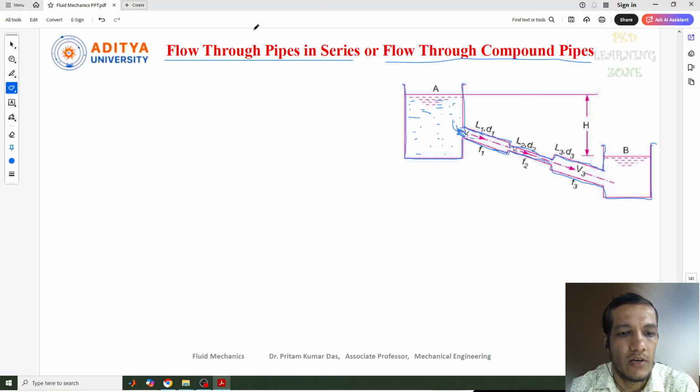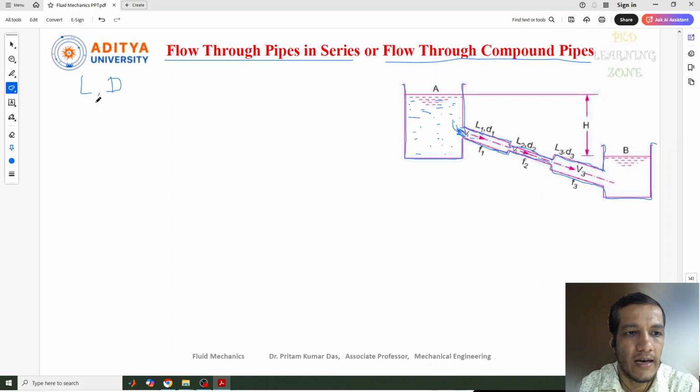First of all, we know that pipes in series, or pipes in compound, can be defined as a number of pipes of different lengths and different diameters connected end to end. This is one pipe end, another pipe is connected. This is the second pipe, one more pipe is connected to the end. So it is connected end to end to form a pipeline.